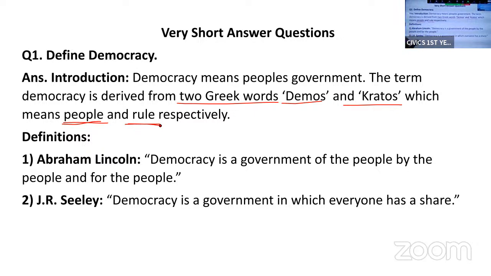And yesterday we discussed these definitions. The definition given by Abraham Lincoln: democracy is a government of the people, by the people and for the people. And according to J.R. Seeley, democracy is a government in which everyone has a share. So these two definitions will fetch you 2 marks.